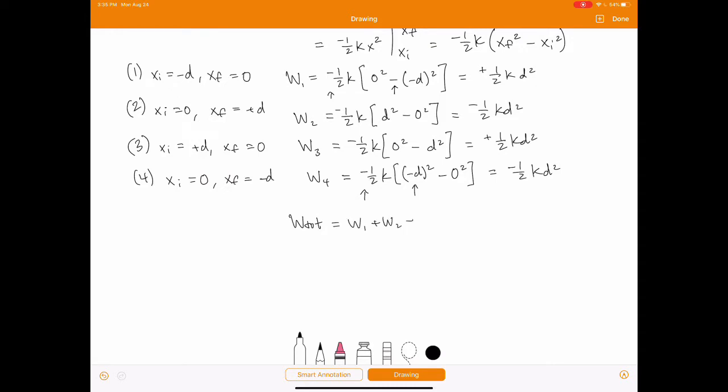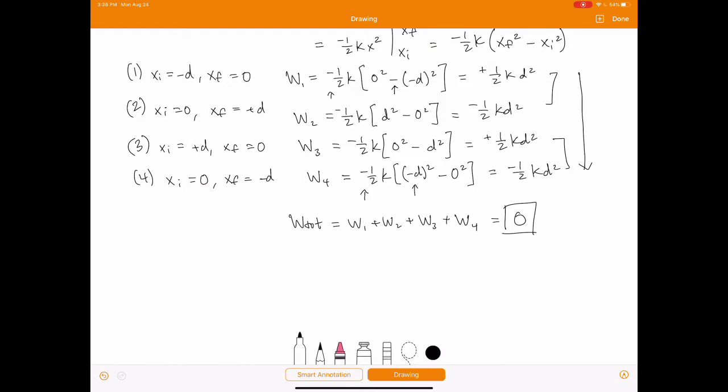Okay, so the total work for this closed path is W1 plus W2 plus W3 plus W4. So basically add these 4 numbers together. Well, plus 1/2 kd squared minus 1/2 kd squared, those cancel. And then these also cancel. So we get 0. Okay, so just keep that in the back of your mind.